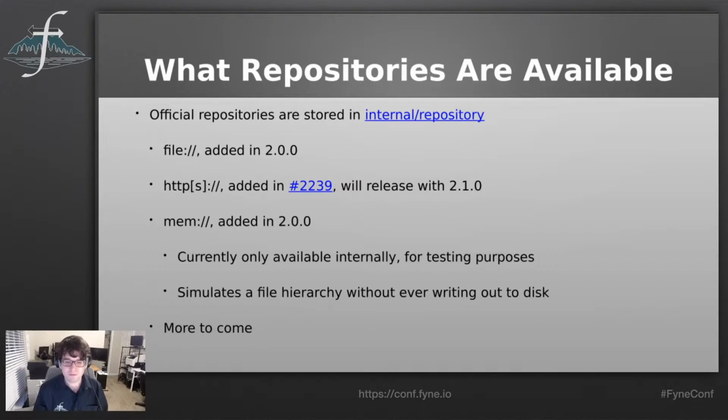We've also got a mem://. We haven't made that available as a public API yet because it's not quite in a state that we're ready to commit to supporting it. But we use this internally to simulate a file system for a lot of our test cases, and I think we'd like to make something like that available as a public API in the future once it's more tested and more robust.